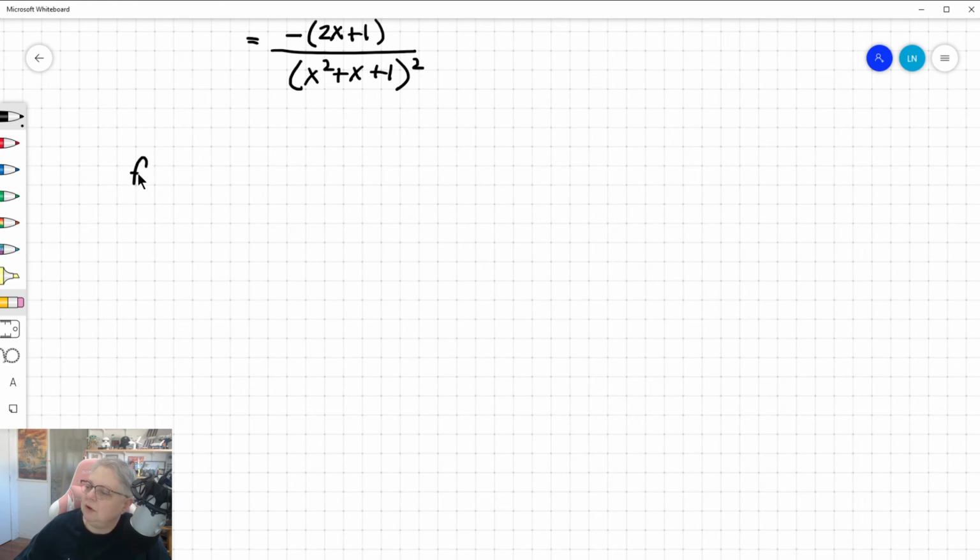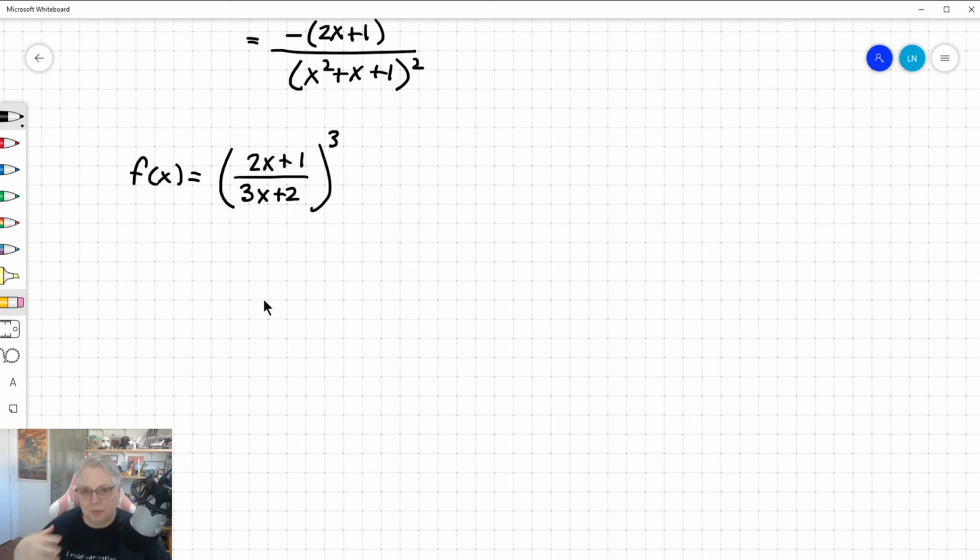So if I do this one, f of x equals (2x plus 1) over (3x plus 2) to the power 3. All right, so if I want to take the derivative of this function, again, I have to recognize what it is I have. And what I have here is a power function. So when I take the derivative, f prime of x, I'm going to take the derivative of this big power function here.